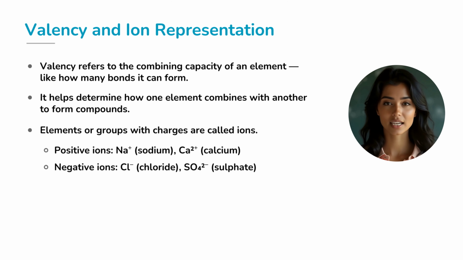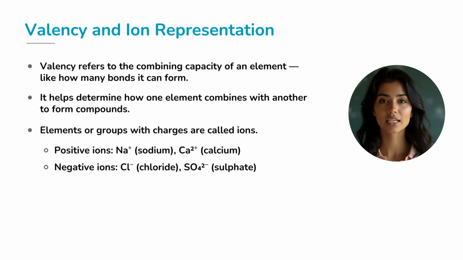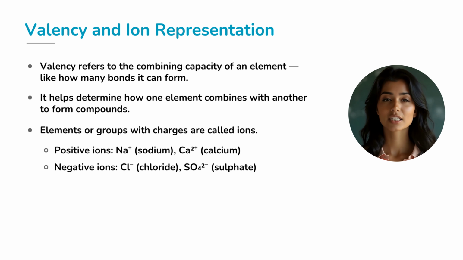Think of valency as the number of arms an atom has to bond with other atoms, just like how Lego pieces can connect only in certain ways. Valency tells us how many bonds an atom can form. For instance, hydrogen has a valency of 1, oxygen has 2, and aluminium has 3.